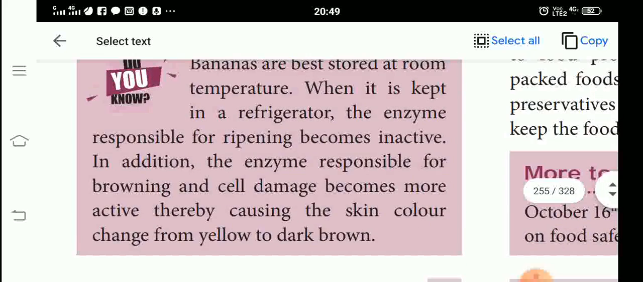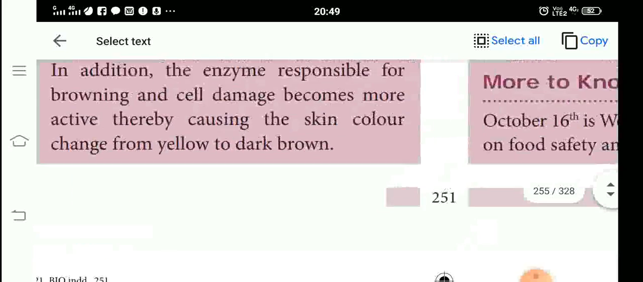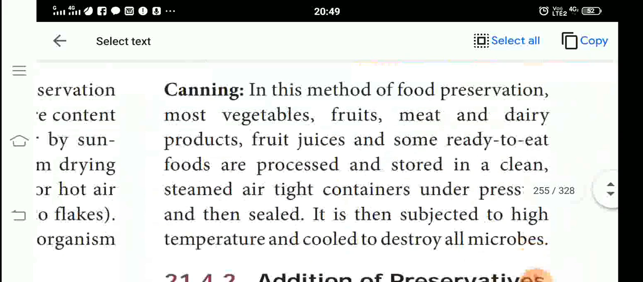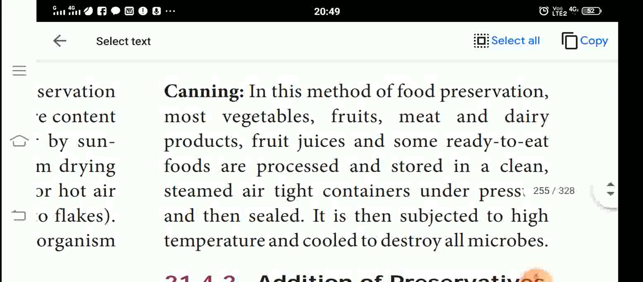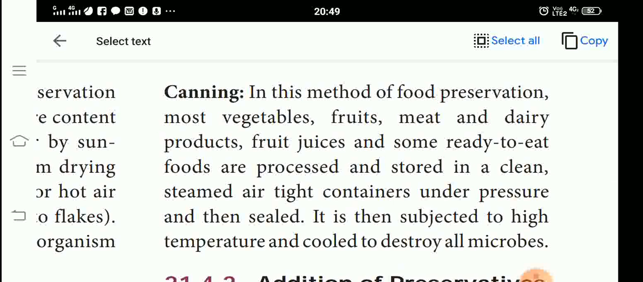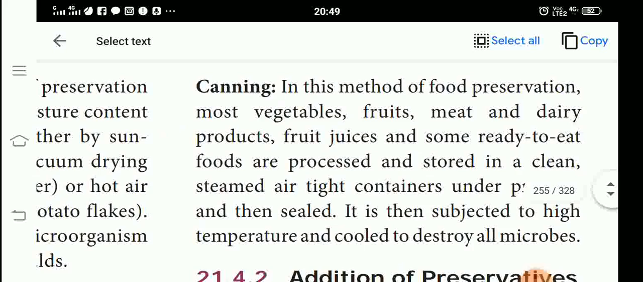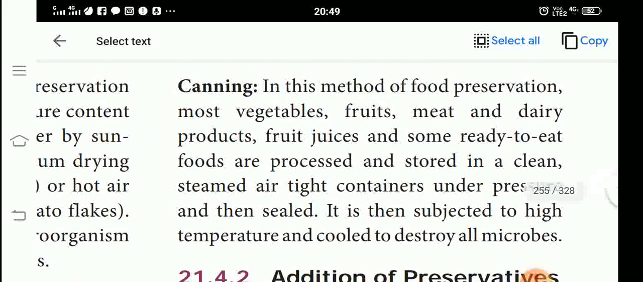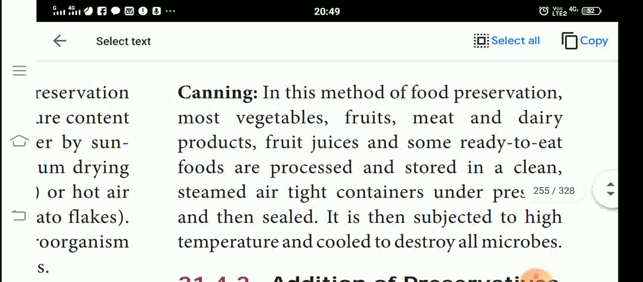Is it clear? Okay. Next, we are going to see canning. The last preservation method is canning. In this method, most vegetables, fruits, meats and dairy products, fruit juices and some ready to eat foods are processed and stored in a clean, steamed airtight container under pressure and then sealed. It is then subjected to high temperature and cooled to destroy all microbes. After killing all the microorganisms, we are packing the food in a can.